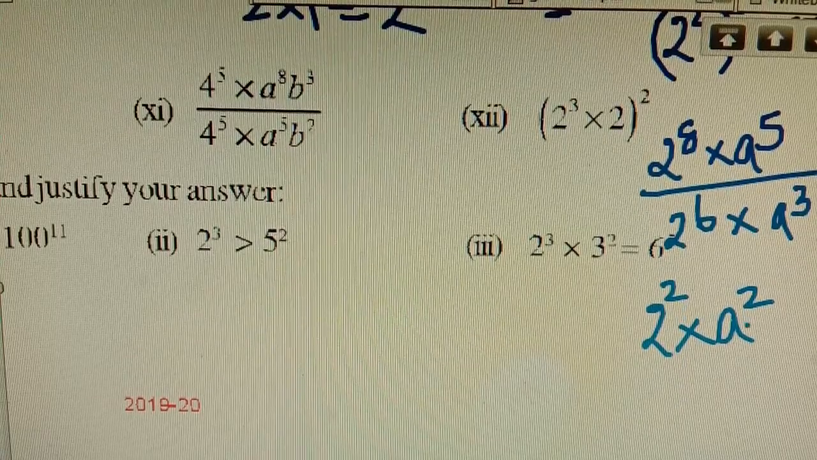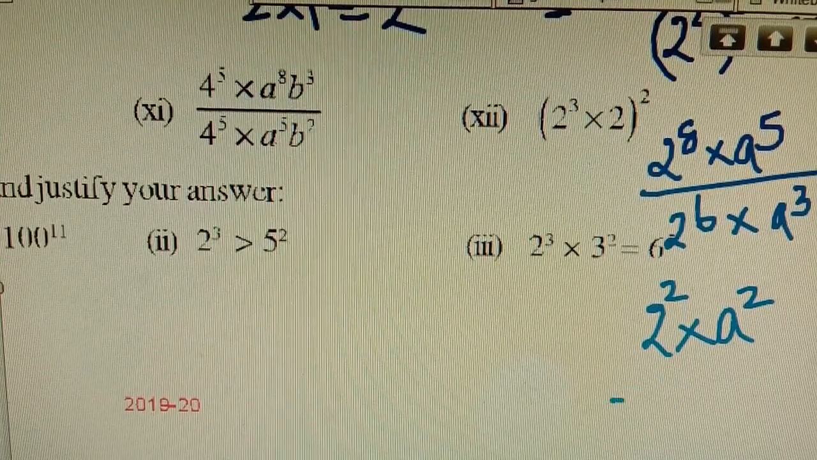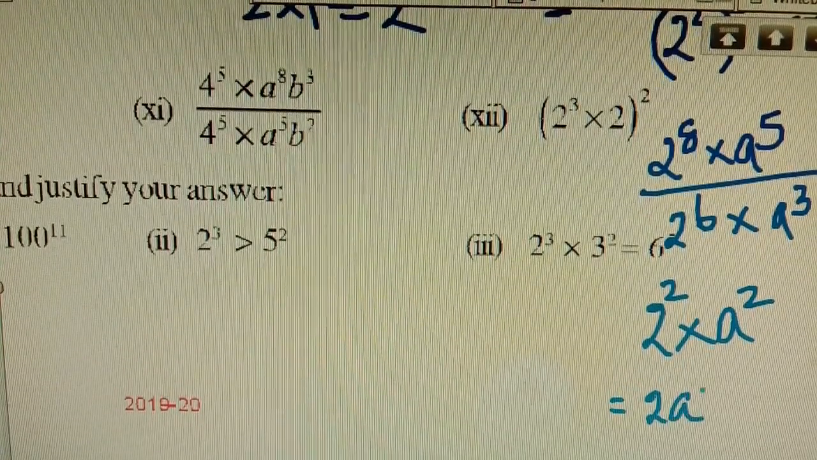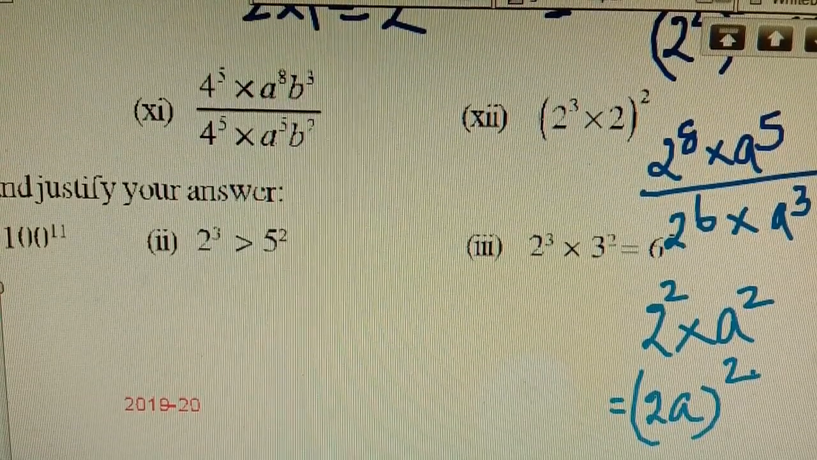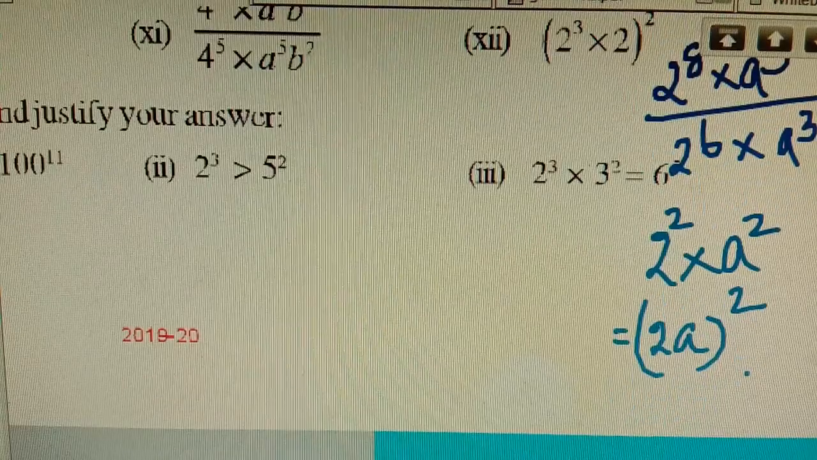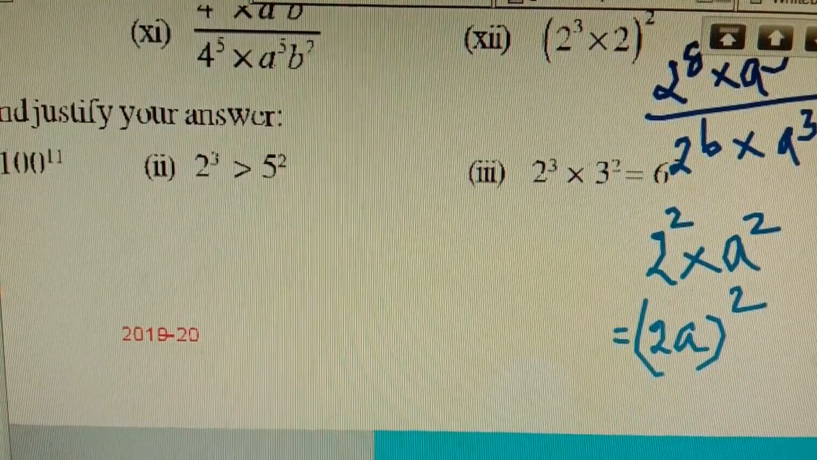So 2 square into a square, or otherwise we can write it as 2a the whole square, it is okay. 2 square into a square is the same as 2a the whole square. So anyway, we can give the answer.